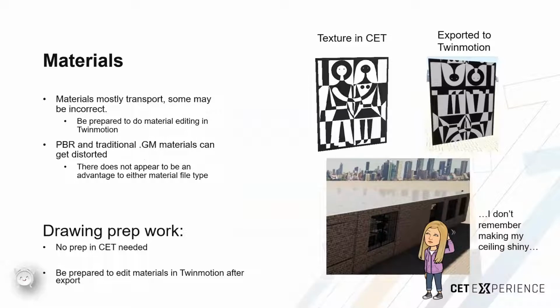All right, so most materials make the transfer from CET to Twinmotion without issue. However, there are some materials that get distorted or flipped around or just generally don't transfer well. Both PBR and the traditional GM files can get distorted. It doesn't appear to be related to either file type, so it's just a universal issue with materials at this point. There really is no prep needed in CET. This is something that has to be handled on the Twinmotion side after the transfer.